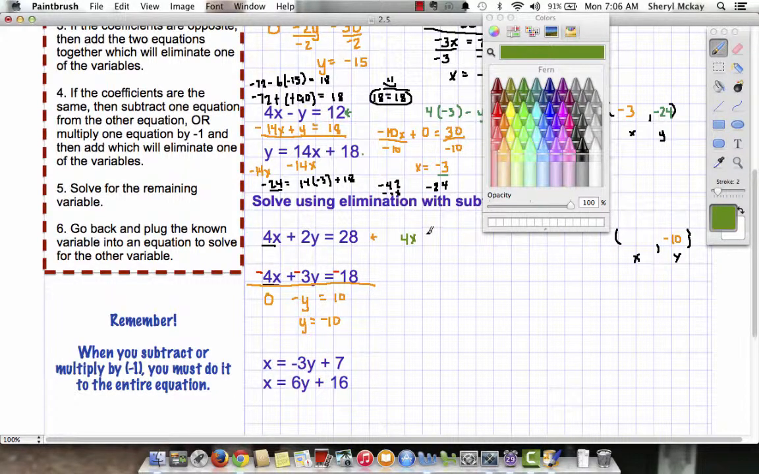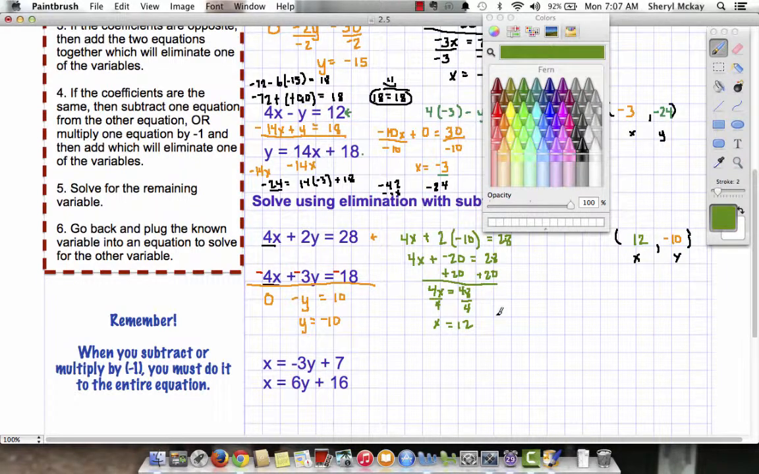4x plus 2 times -10 equals 28. 4x plus 2 times -10 is -20 equals 28. Add 20 to both sides, and I get 4x equals 48. Divide by 4, and I get x equals 12. So x equals 12.